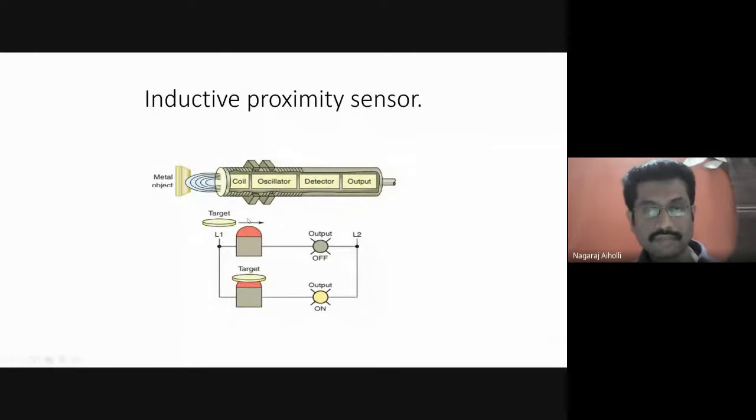So if there is a presence of the target here, it will detect that, and the output is turned on because of the target present nearby the sensor. This is our proximity sensor. Target is present nearby, we are bringing it near. When it is away, the LED is off, or the indicator is off. But when the target or the object is brought towards the proximity sensor, it will sense that, identify it, and turn on the output.